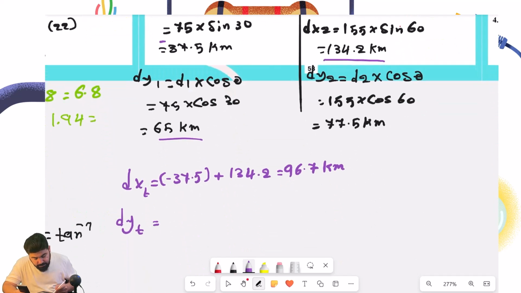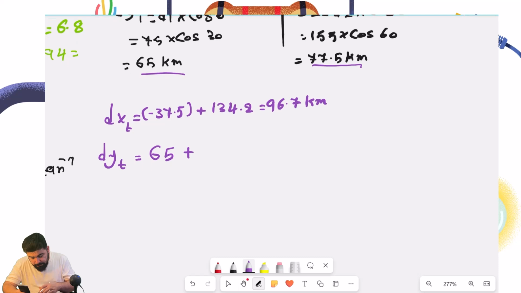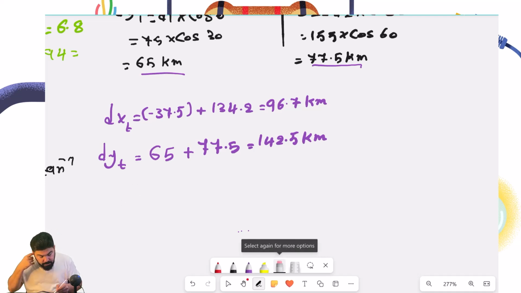Now 65 kilometers plus dy2, which is equal to 77.5. It's also going up, so plus 77.5. Let's add them together: 65 plus 77.5 gives 142.5 kilometers. Now, guys, let's find the total displacement or the resultant vector.